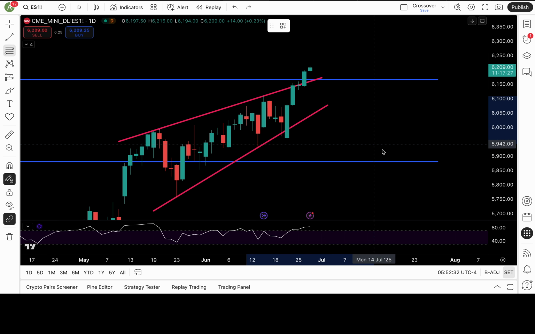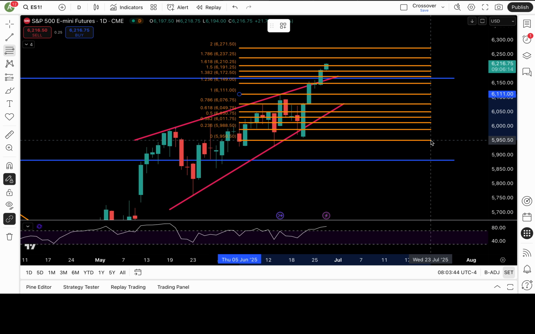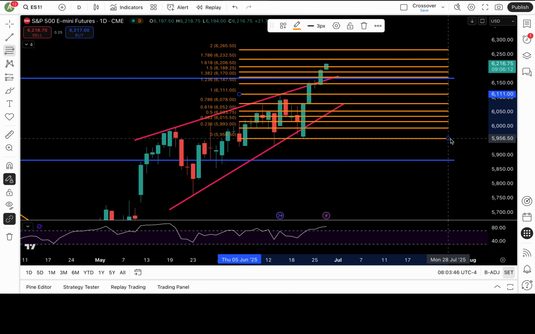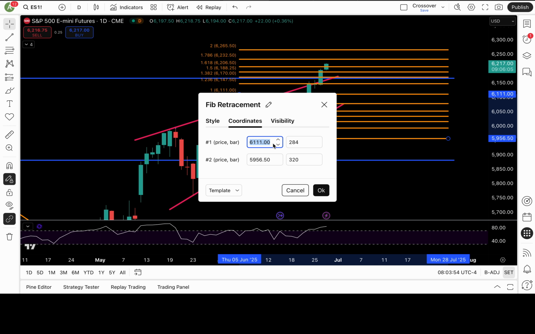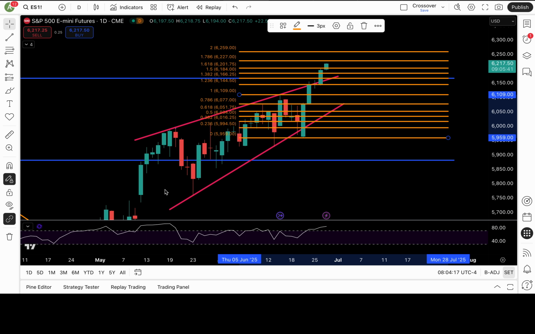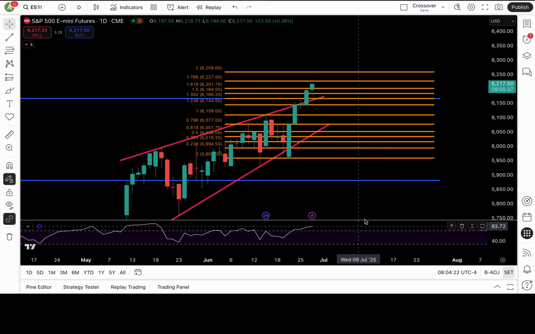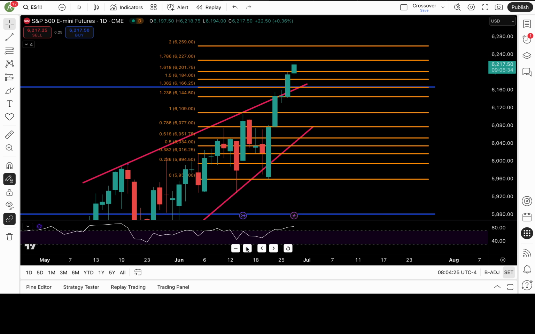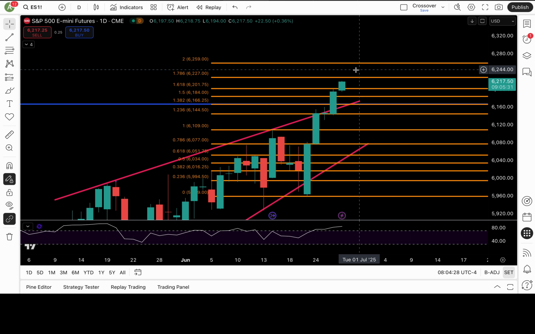Here's the June 16th high, and we'll bring it down to the June 23rd low. We want to make sure we get the correct coordinates. June 16th high was 6109, and June 23rd's low was at 5959. And then boom, now we have our Fibonacci levels to the upside. We can see from here that the next Fibonacci level that I have is at 6227. Very close to that next target.